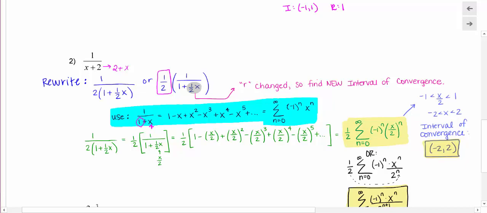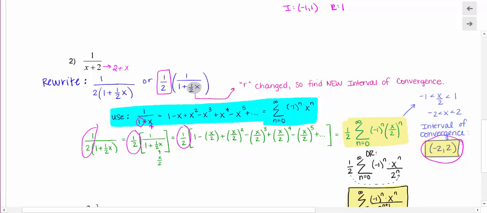So this r has now changed, so I probably should go through the ratio test to find a new interval of convergence. Okay, so if we think of this as first term over 1 minus the rate, like a geometric series would look like, you'll see the change in r when I write these out, and I know it will converge if that r is between -1 and 1, and so that's how I found my new interval of convergence. So if I'm starting from this blue highlighted series here, I first of all am going to have a 1/2 in front of everything.